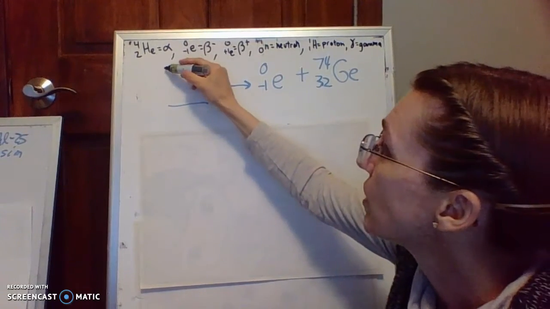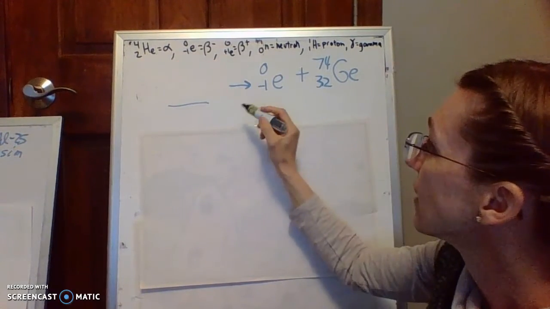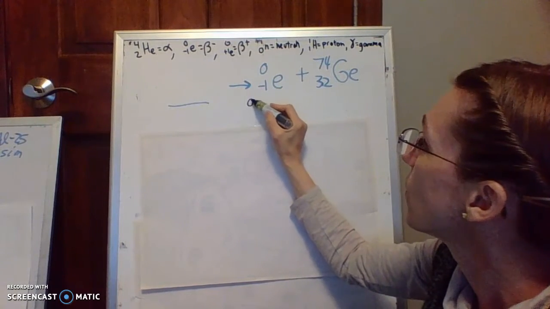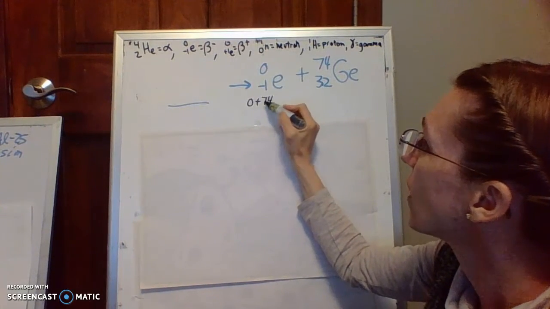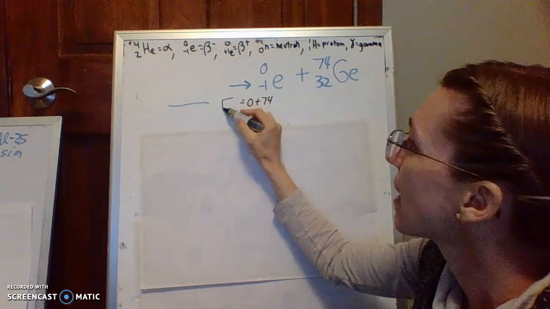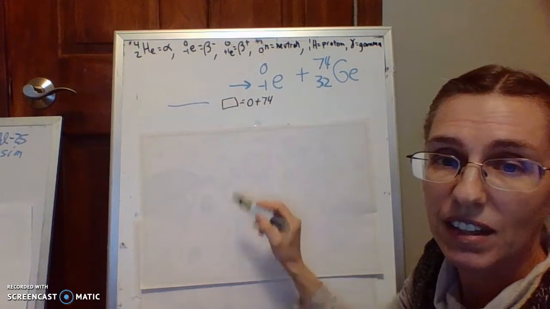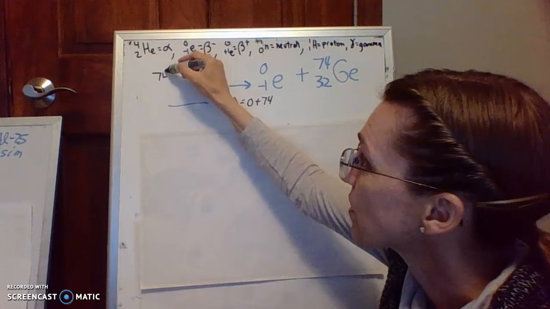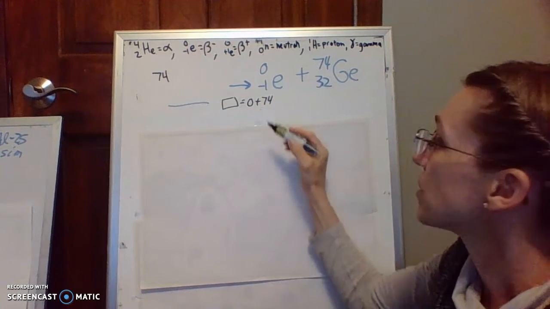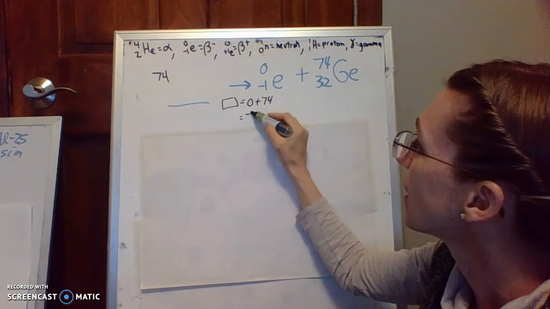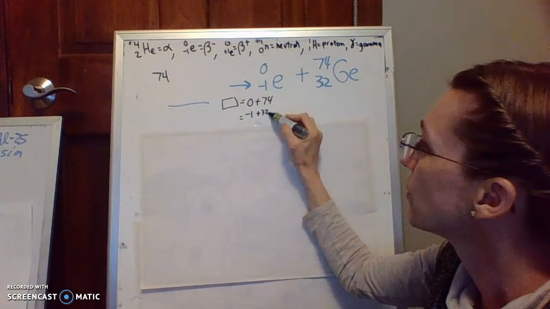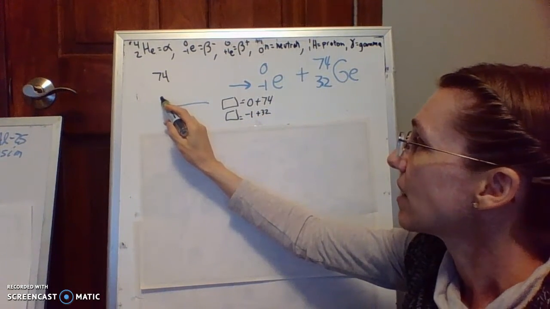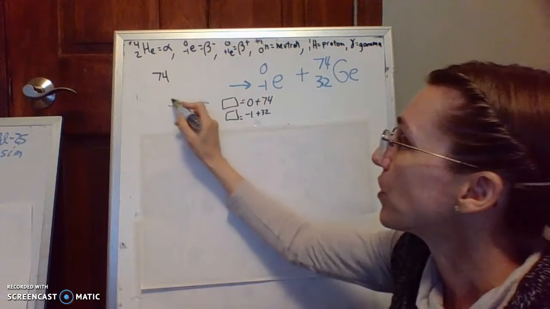Okay, we want to know what this thing is over here, and we are given what the products are. So we've got 0 plus 74 have to equal whatever that thing is over there. Well, we can just do the math, and we see that the top number over here has to be 74. We can do the same thing with the bottom number. -1 plus 32 has to equal whatever our unknown is over here. And so when we do that math, we end up with 31.